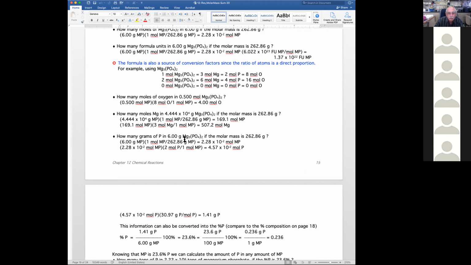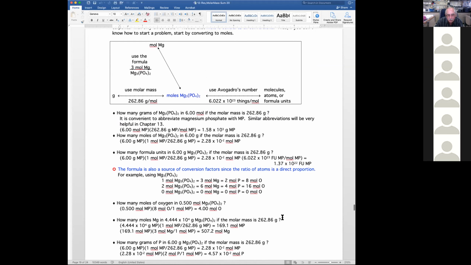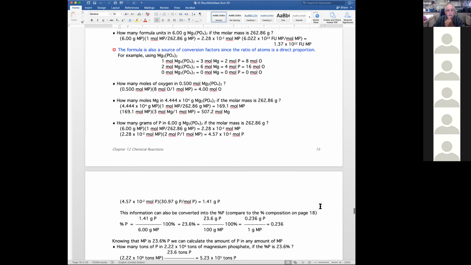What about this one here? How many grams of phosphorus in 6 grams of magnesium phosphate given the molar mass? What are we doing here? We got grams of the compound. We need to get grams of one of the elements. I'm going to have to do this conversion. So how do I do that?